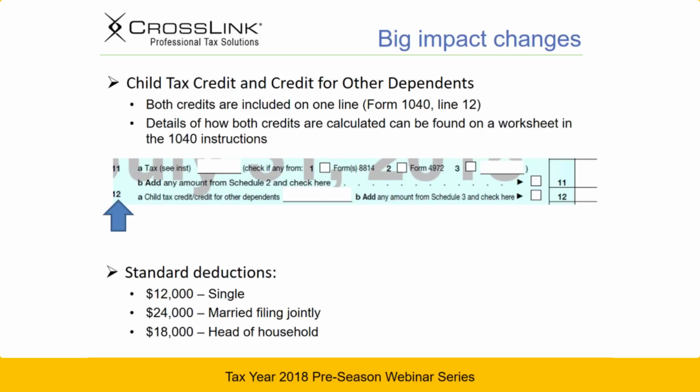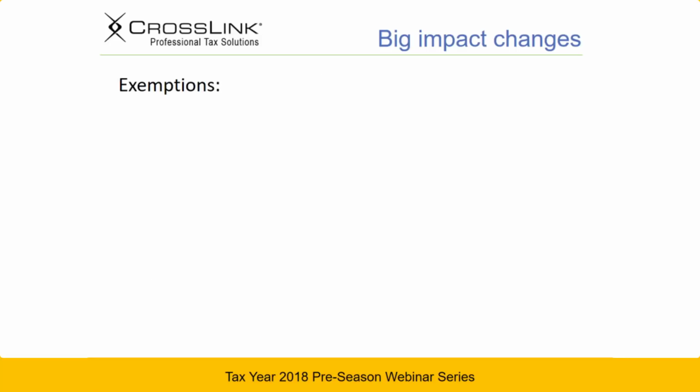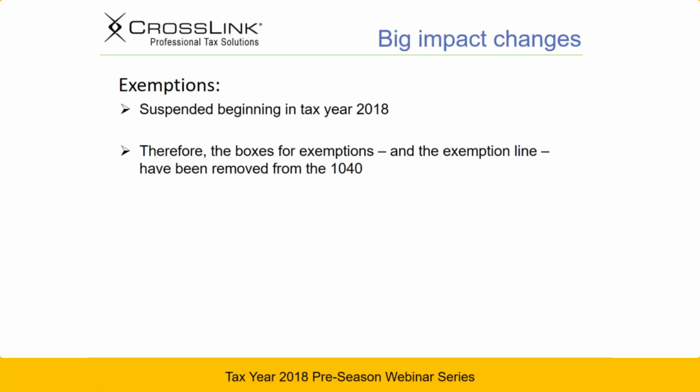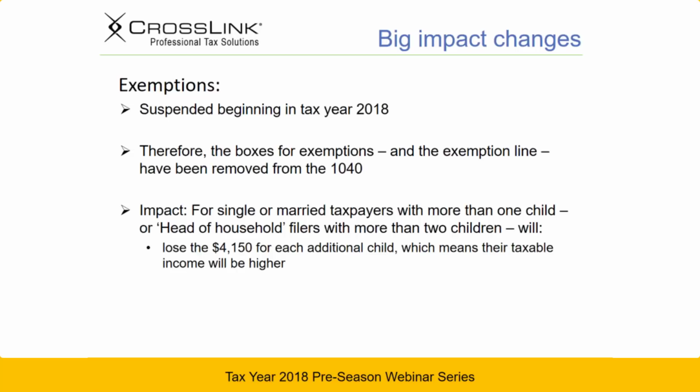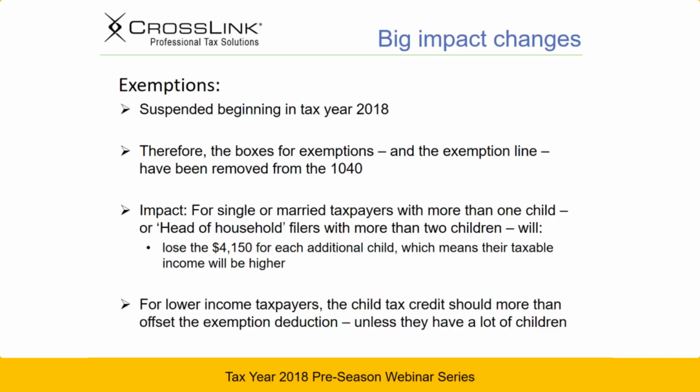Continuing on, and this has a lot to do with some of the things we just talked about with regard to children and exemptions. When it comes to exemptions, they are suspended beginning in the tax year 2018. So what does that mean? The boxes for exemptions and the exemption line itself have been removed from the 1040 altogether. And there is an impact for single or married taxpayers with more than one child or head of household filers with more than two children. They're going to lose the $4,150 for each additional child, which means the taxable income will become higher. Please note that for lower income taxpayers, the child tax credit should more than offset the exemption deduction, unless, of course, there are a lot of children involved.